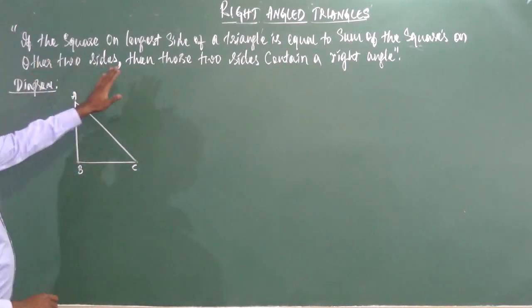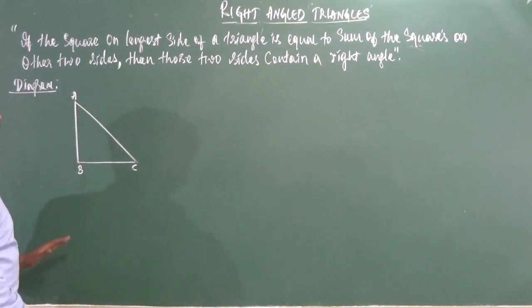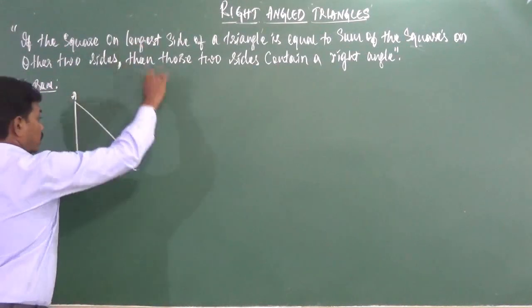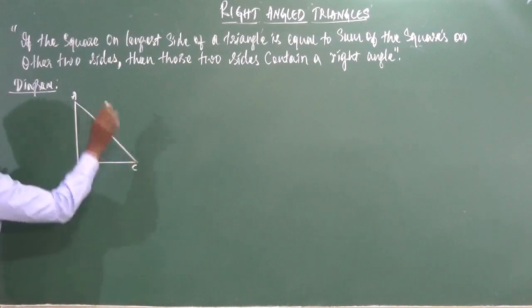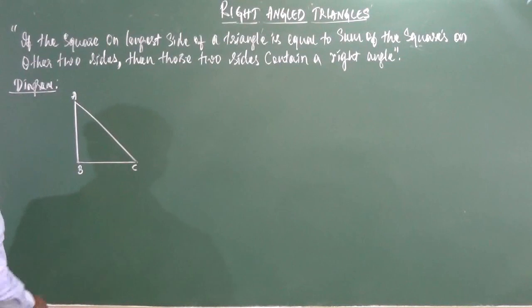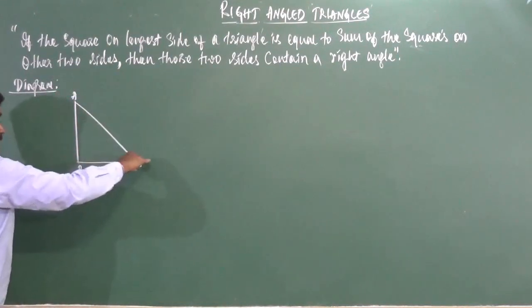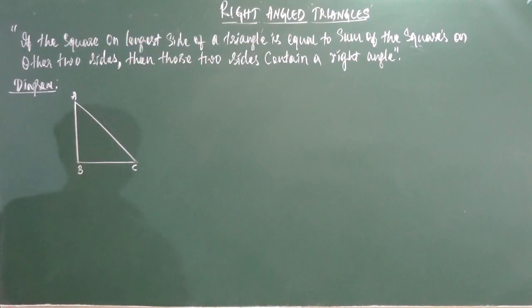If the square on the longest side of a triangle, I am going to consider AC as the longest side of the triangle here, is equal to the sum of the squares on the other two sides. That is, the square on AC is equal to the square on AB plus the square on BC. It has happened. So then those two sides contain the right angle. If this becomes the longest side, then these two sides become the other two sides, and these two sides contain the right angle. We have to prove that.